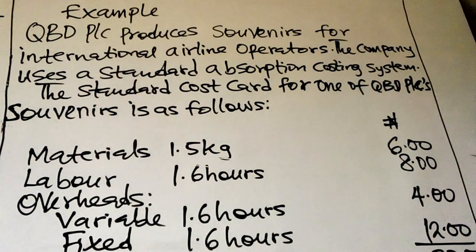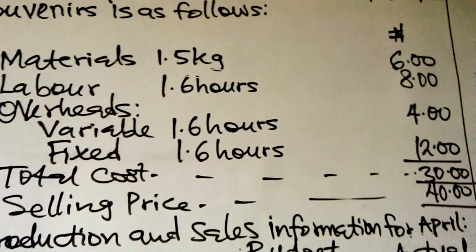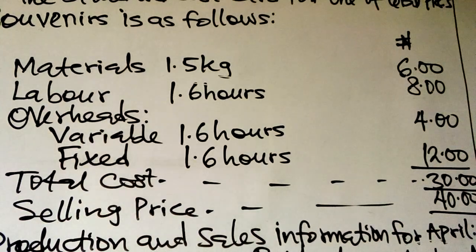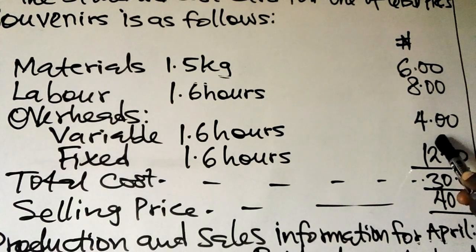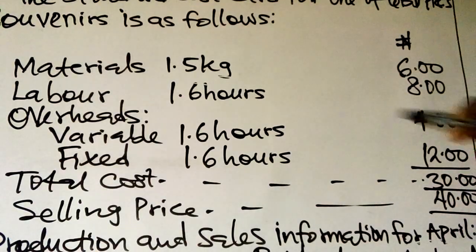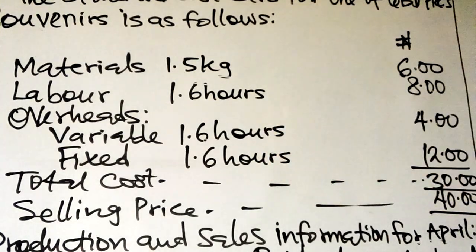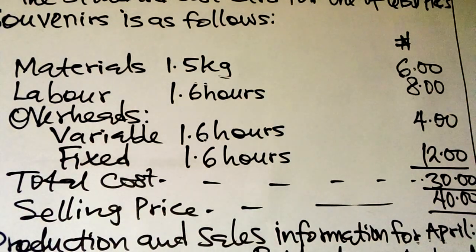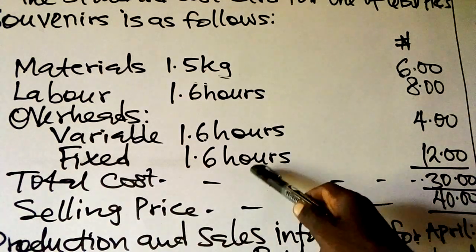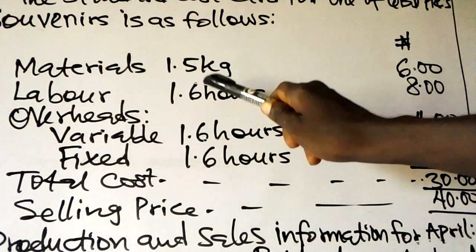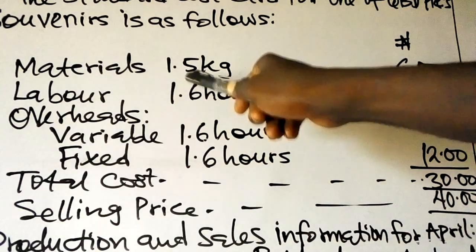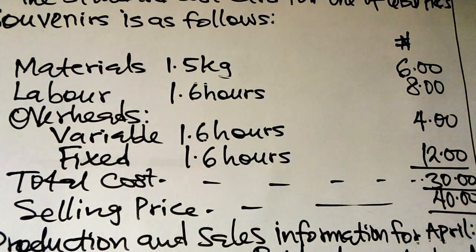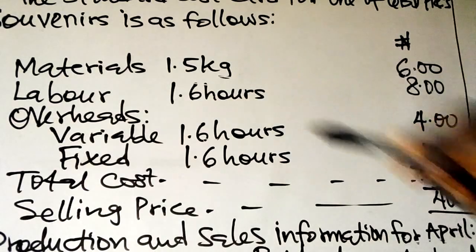Then we have overheads. We have variable 1.6 hours at 4 naira per unit. This is the rate per unit, so to get the rate per hour, you divide the 4 by 1.6. Then we have fixed overheads, 1.6 hours. The same hour you use for labor will be used for variable and fixed overheads. So the same standard hours.